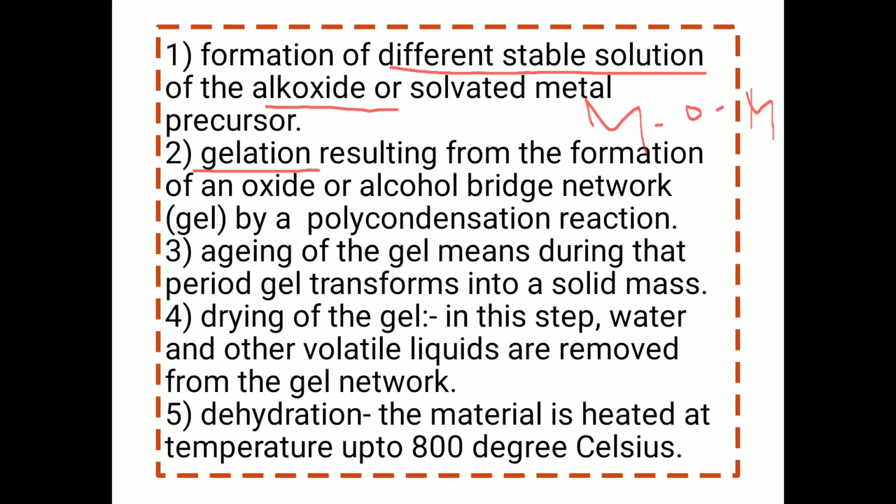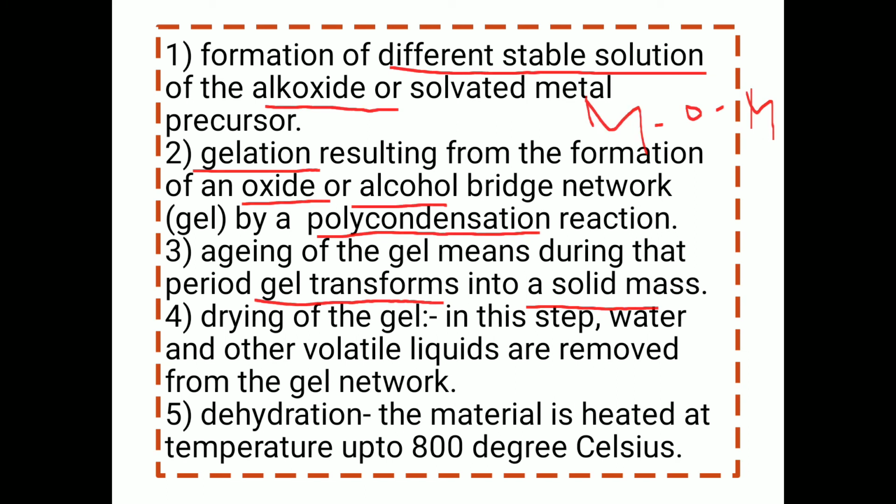Then the second one is the gelation. In this there is the formation of gel from the oxide or alcohol bridged network by a polycondensation reaction. That means the second step is polycondensation. Now the third one is the aging of the gel. During that period, the gel gets converted into a solid mass.